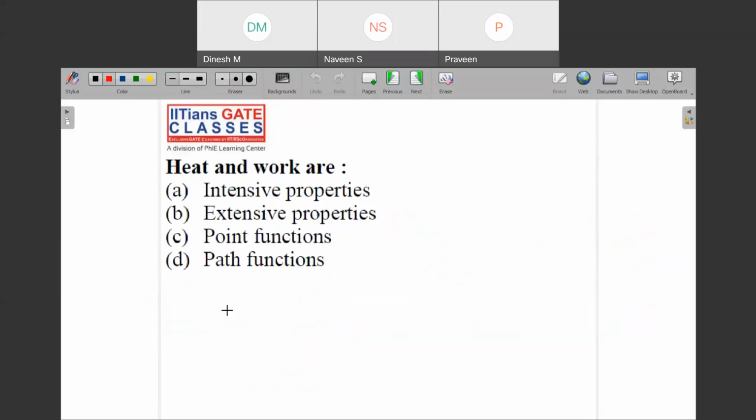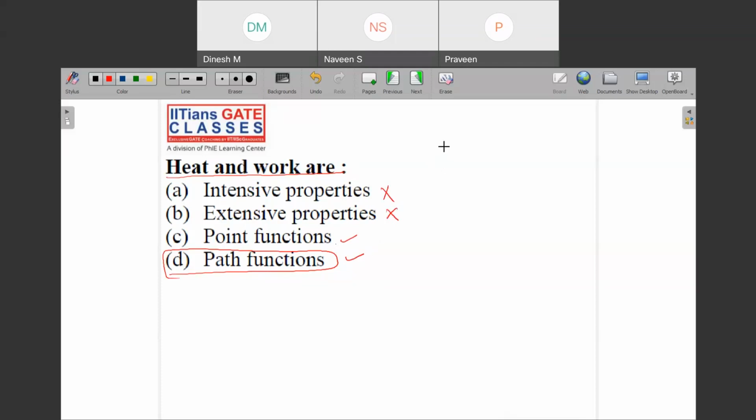Let us read the next question. It says heat and work are, and there are options like intensive property and extensive property. No, it's not an extensive or intensive property. We studied that heat and work are not properties, so these two options are automatically wrong. Then the only thing left is point function and path function.